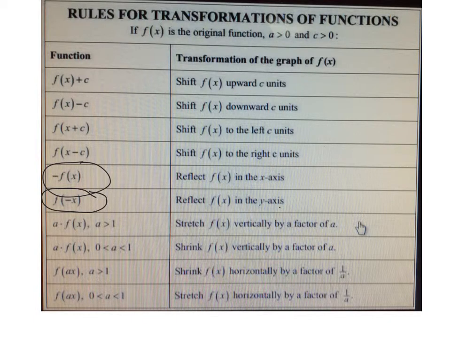And then some of the other ones were the stretches and the shrinks. So if you multiply the function by something outside, if that something you're multiplying is bigger than 1, then it's going to be a vertical stretch. It's going to make it look skinnier. And if you multiply it by a number between 0 and 1, like 1/2, a fractional number, it's going to make a vertical shrink. It's going to make it look wider. If you multiply by a scale factor inside the parentheses, it's kind of the opposite. It's a horizontal shrink and a horizontal stretch.